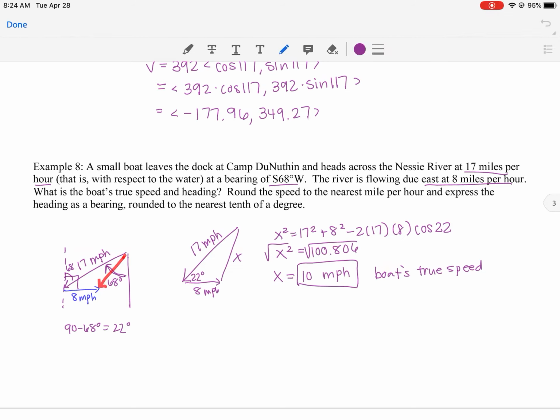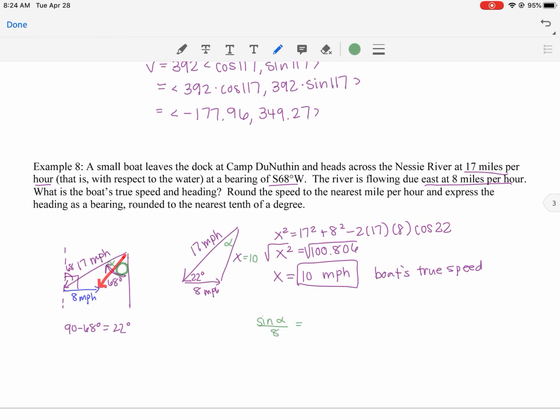The next thing they're really asking you for is the bearing. If I look at this picture over here on the right, they want to know what this angle right here is, because that will give us a nice direction from south. If I find the alpha at the top of the triangle, then I will be able to subtract things from 68 to find the actual bearing. Since I'm looking just for this angle, even though this side is 10, I think the law of sines is a lot easier to use.